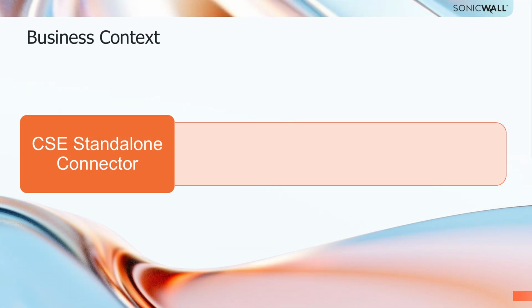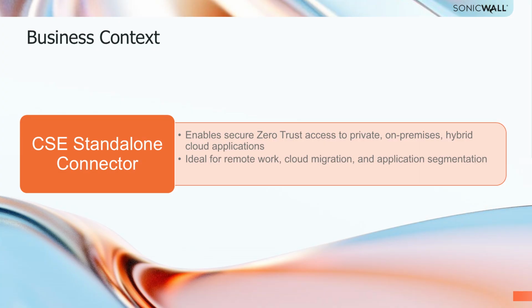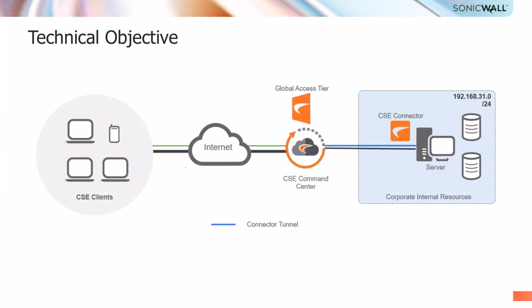The SonicWall Cloud Secure Edge standalone connector enables secure, zero-trust access to private, on-premises, or hybrid cloud applications without requiring traditional VPNs. It's ideal for supporting remote work, cloud migration, and application segmentation. Businesses benefit from enhanced security, reduced complexity, faster deployment, and lower costs, making it a strategic tool for modern, distributed IT environments. The connector is a dial-out component that establishes a secure tunnel to the CSE Global Edge Network.